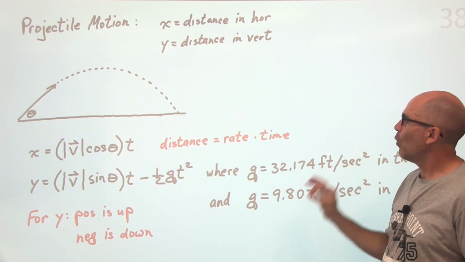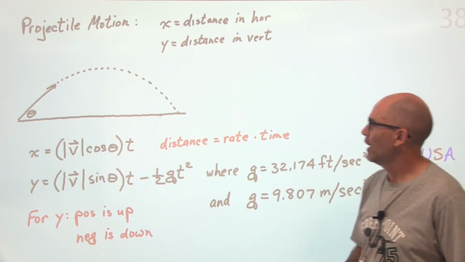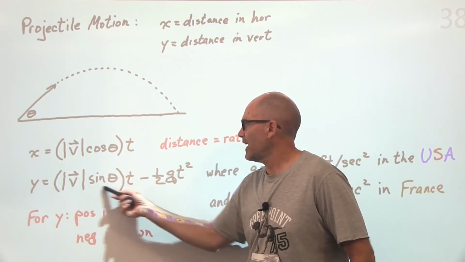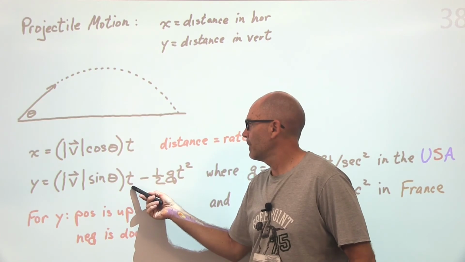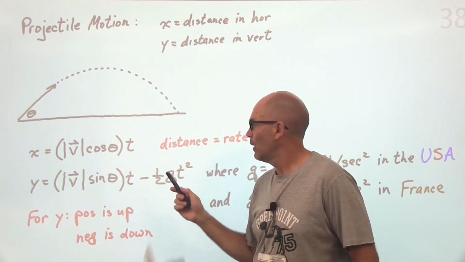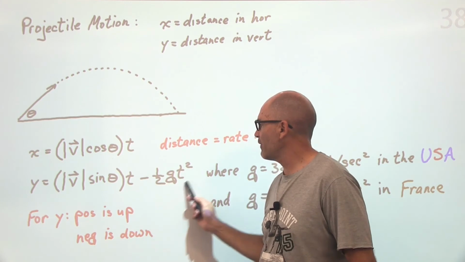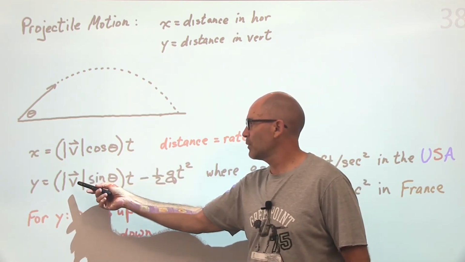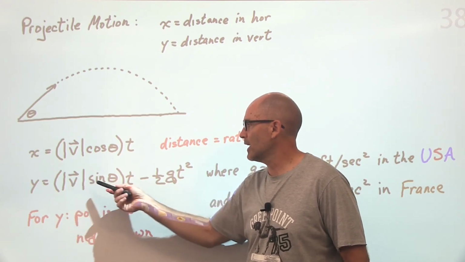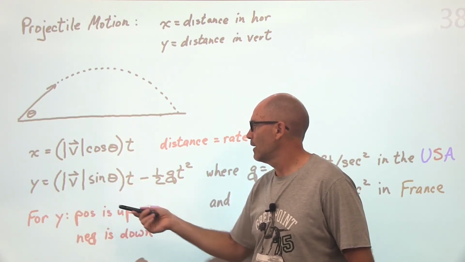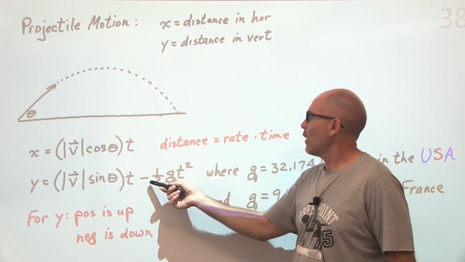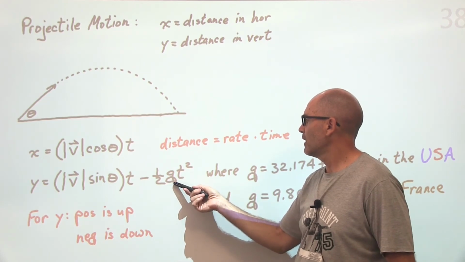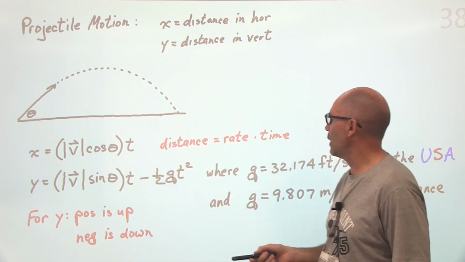Okay, now, the y is similar. You have the y distance equals the y rate times the time. But we also have this thing called gravity that keeps it from going up. Without gravity, things would just continue up at velocity times sine theta. But we have gravity that's pulling it downward at 1/2 times the acceleration of gravity times time squared.